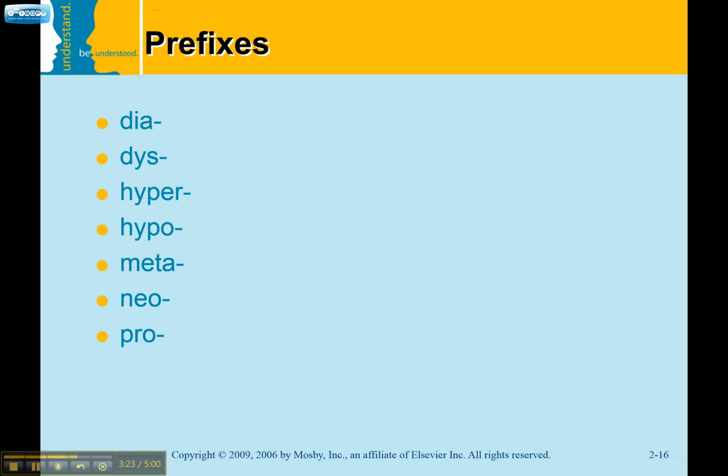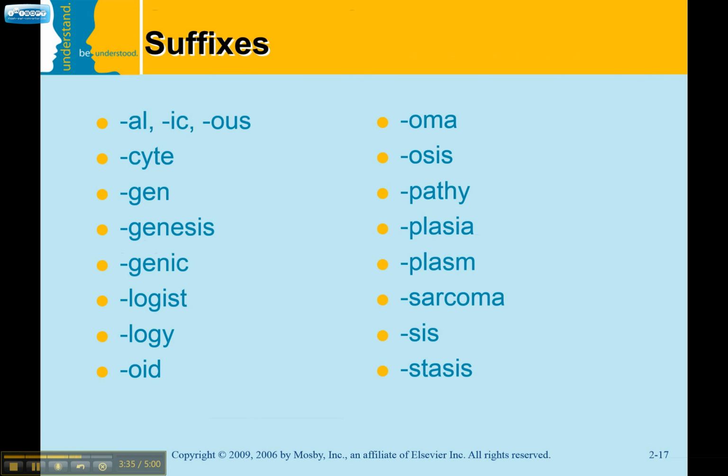Prefixes, remember we said every chapter is going to have a section of prefixes and suffixes. For this one, dia, dis, hyper, hypo, meta, neo, and pro. Suffixes. Wow, look at all, these three all mean the same thing. Al, ik, and us all mean pertaining to. Site, gen, genesis, genic, logist, logi, oid, oma, osis, pathy, plasia, plasm, sarcoma, cyst, and stasis.